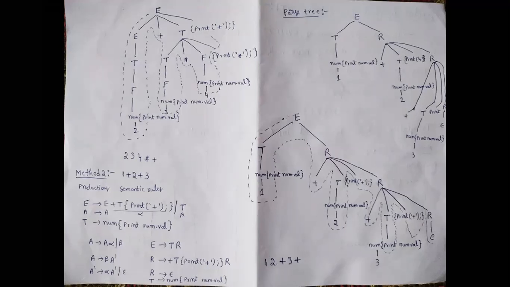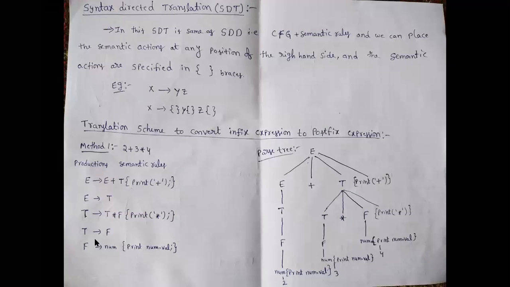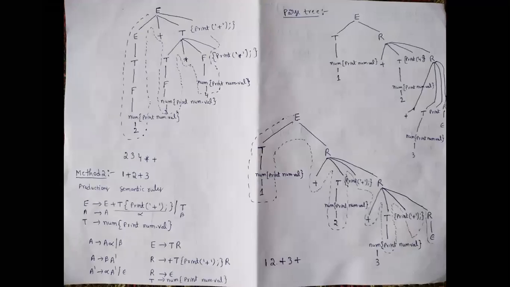Then we have to eliminate left recursion. When left recursion comes, we eliminate it. In the previous one there was also left recursion, but because the symbols were different, there was no need to eliminate it. Okay, so in this method we have the same symbols, so we have to eliminate the left recursion. After eliminating the left recursion, we get these productions.